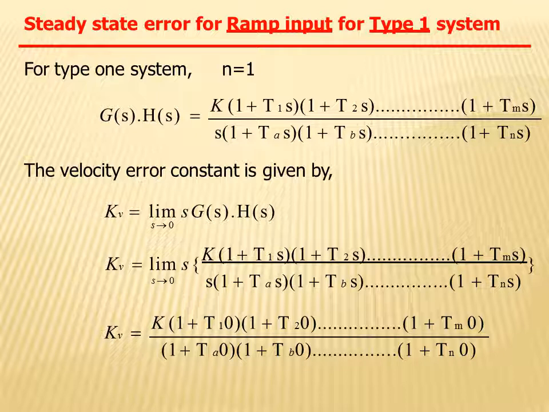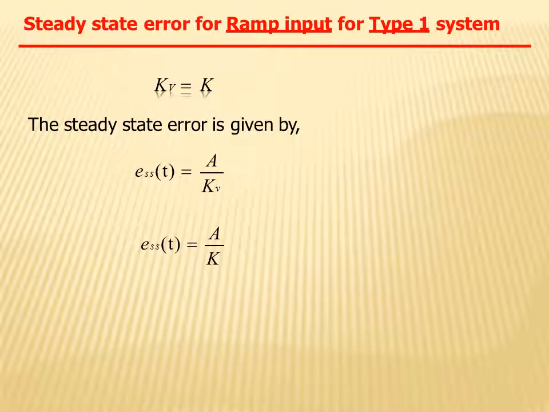Then the velocity error constant is given by Kv is equal to limit as s tends to 0 of s into G(s)H(s). So it is equal to limit as s tends to 0 of s into, put the value of G(s)H(s) given above. Then take the limit. So we will get Kv is equal to (1 plus T1 into 0)(1 plus T2 into 0) up to (1 plus Tm into 0) divided by (1 plus Ta into 0)(1 plus Tb into 0) up to (1 plus Tn into 0).